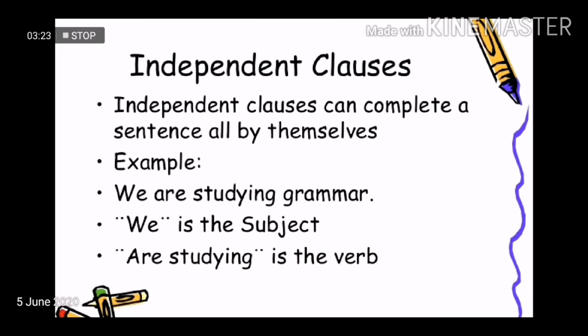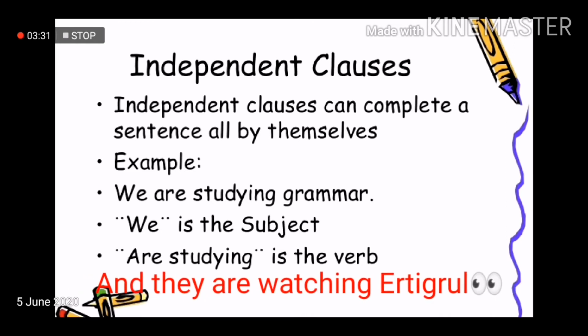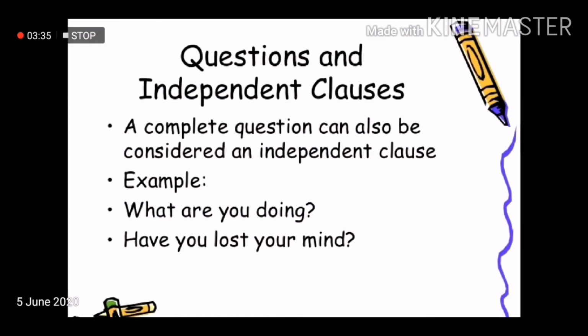Independent clauses can complete a sentence all by themselves. Example: we are studying grammar. We is the subject and are studying is the verb. Questions and independent clauses: a complete question can also be considered an independent clause. Example: what are you doing? Have you lost your mind?